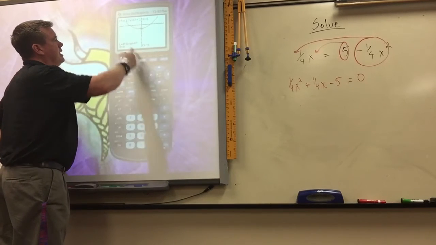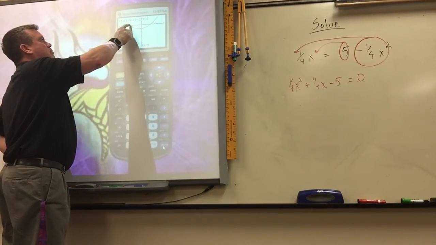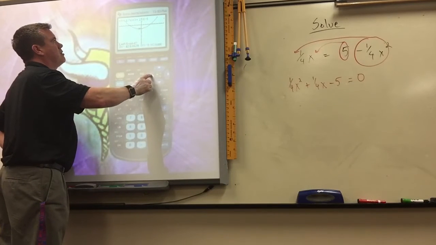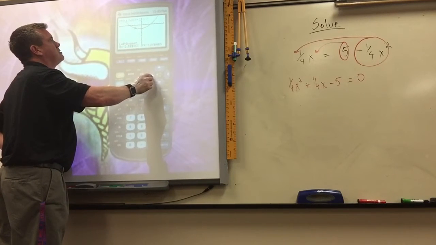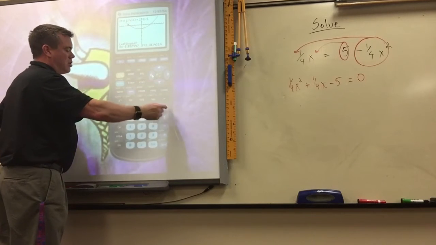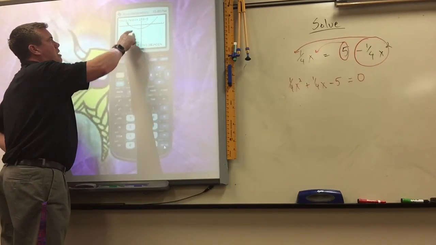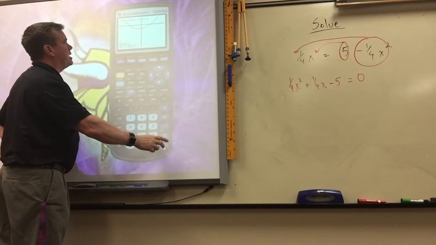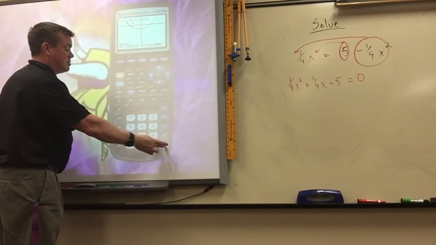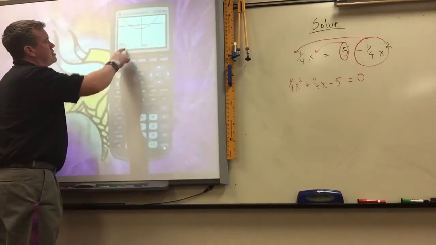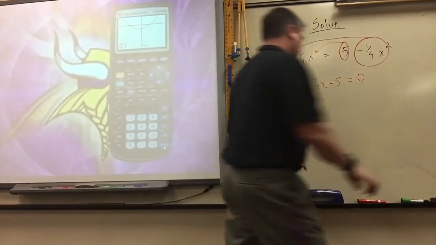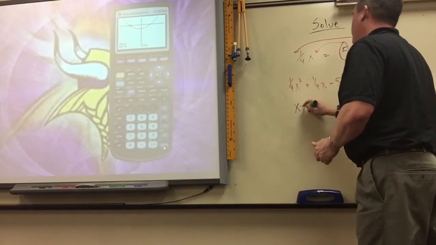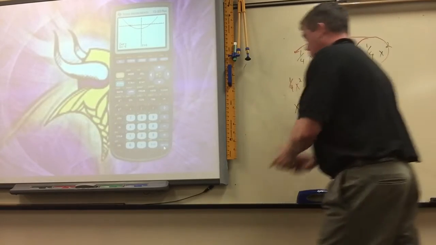Press enter. Left bound, you want to get it up here for finding that 0. So get over there, press enter. Right bound, get it below the line. Press enter. It tells you to guess. And the solution is negative 5. So one of the answers is negative 5.